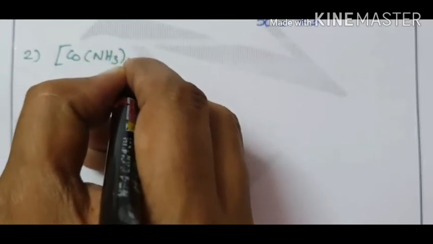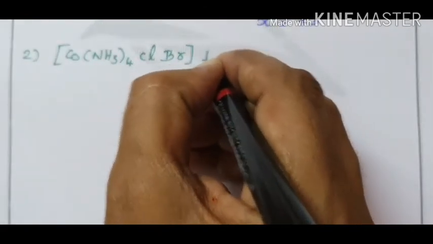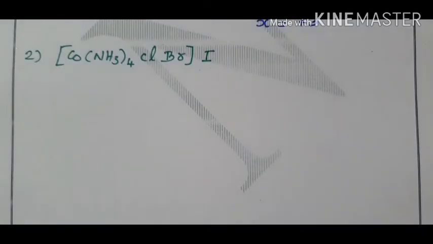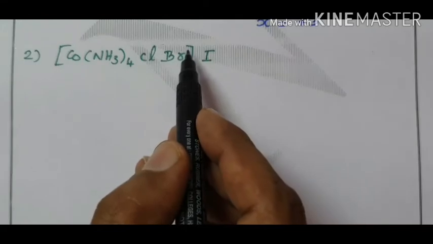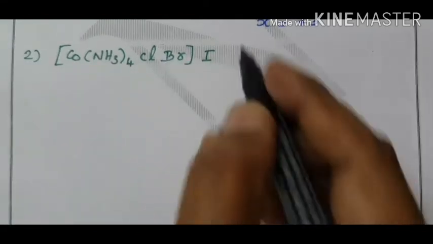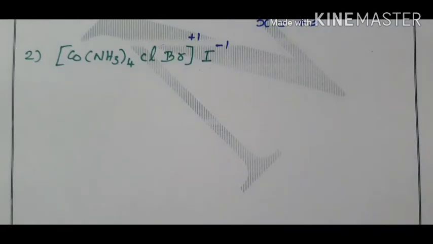[Co(NH3)4ClBr]I. To determine the oxidation state of cobalt, the central metal ion, first we should know the charge on the coordination sphere. Iodine is -1, so the charge on the sphere is +1.